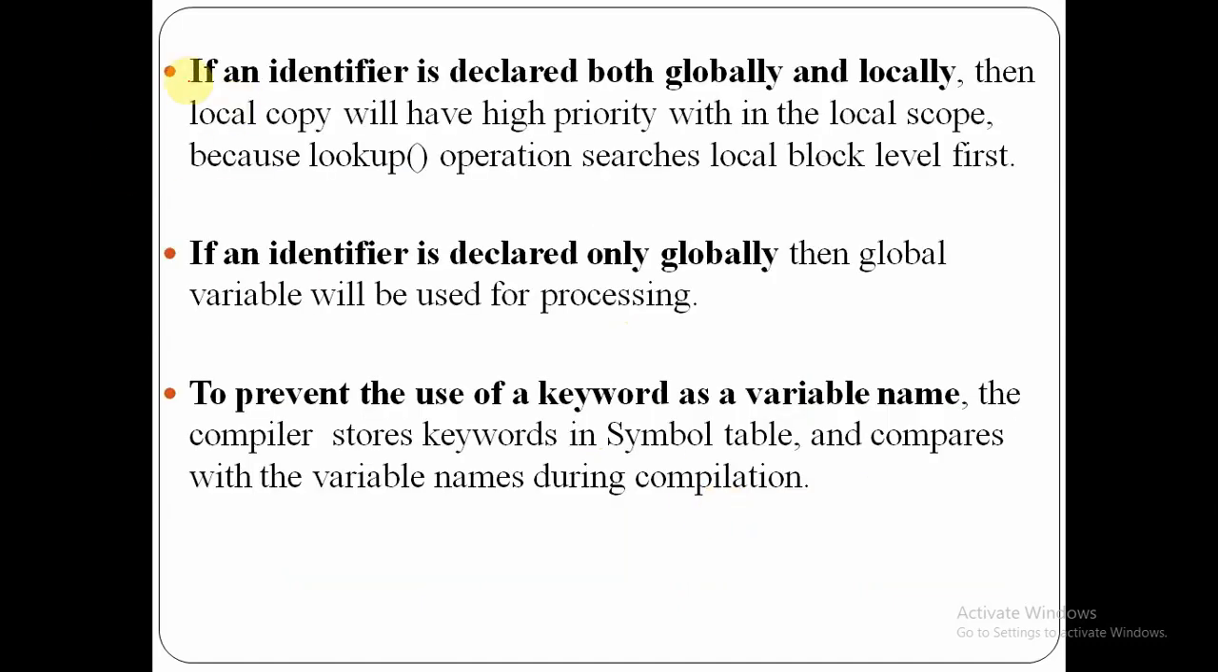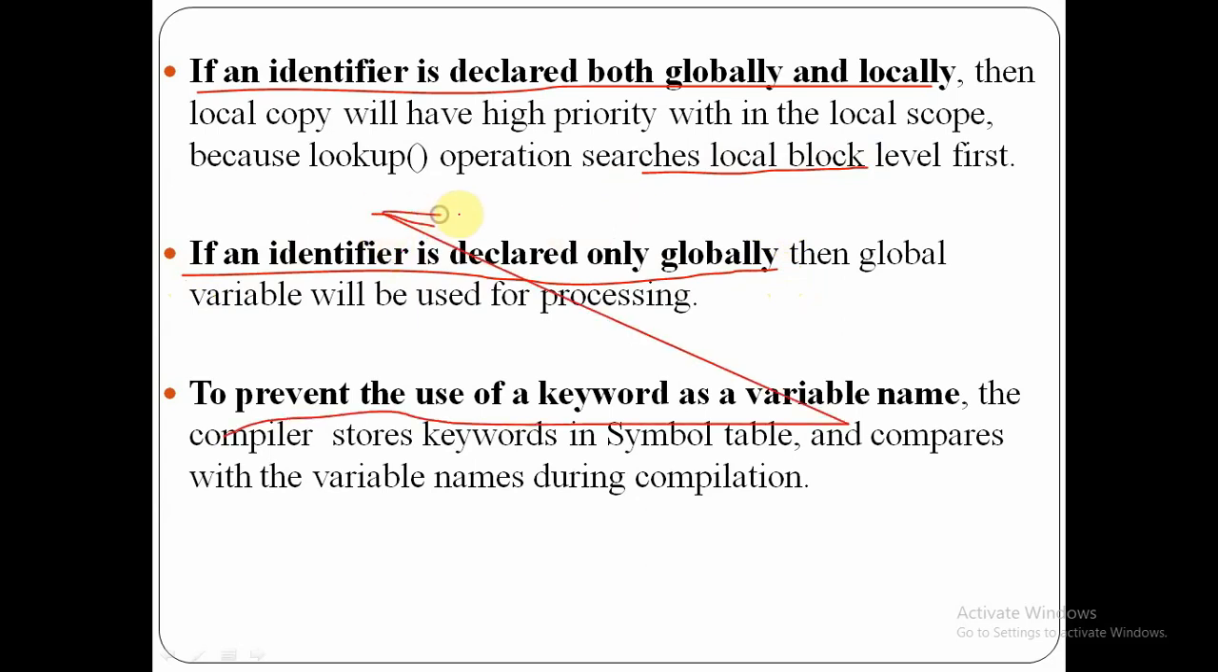So like this, if an identifier is declared both globally and locally, then the local copy will have the higher priority within the local scope, because the lookup operation searches the local block level first. Next, if an identifier is declared only globally, then the global variable will be used for processing. The compiler stores keywords in the symbol table and compares that information with the variable names during the compilation process.